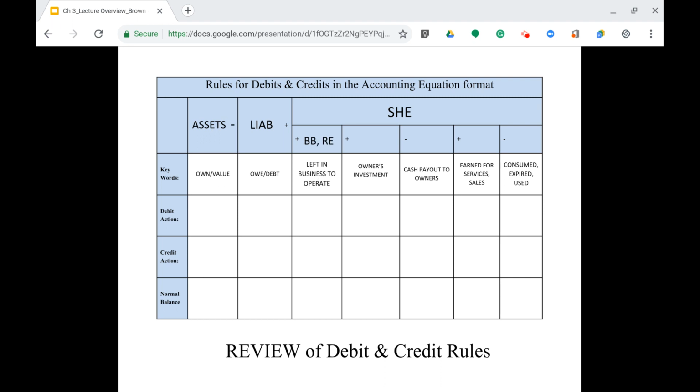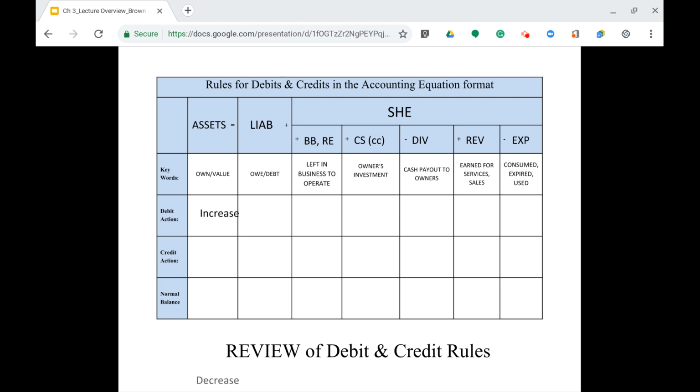Shareholders' equity is made up of the beginning balance and retained earnings, the common stock that we sell to our stockholders, the dividends that we pay them reducing it. Revenues are increasing it, money that's earned once we complete a job or a service. Then our expenses, once we use them, consume them, or the time has elapsed, has expired, then we have to record those expenses.